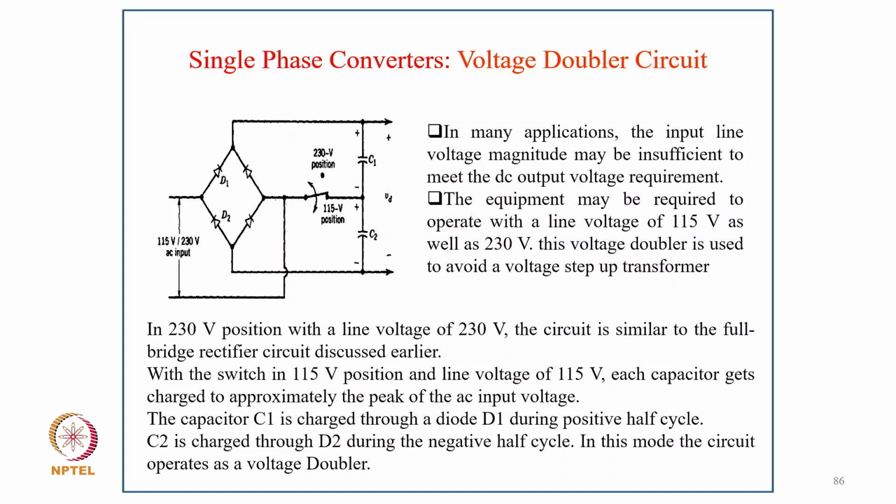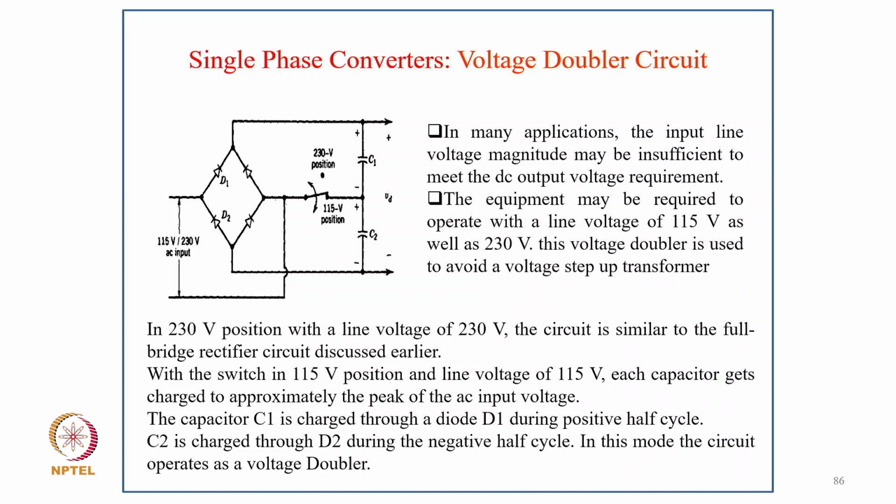Now coming to the single phase converter with the voltage doubler circuit, as you can see it's very interesting and has an application where you can have a 115 volt or 230 volt input for the same output DC voltage. If it is 115, we close the switch. If it is 230, we open the switch. In many applications, the input line voltage magnitude may be insufficient to meet the DC voltage requirement. So the equipment may be required to operate with a line voltage of 115 as well as 230, and this voltage doubler is used to avoid a step-up transformer.